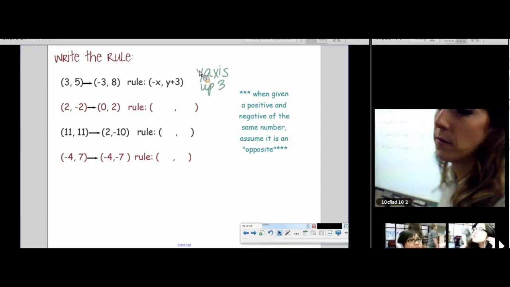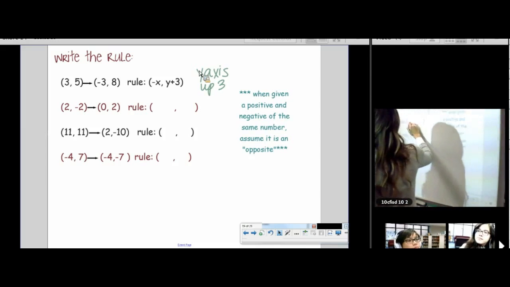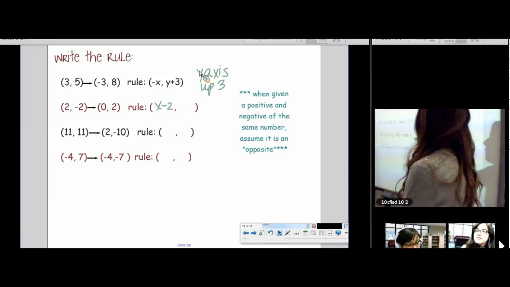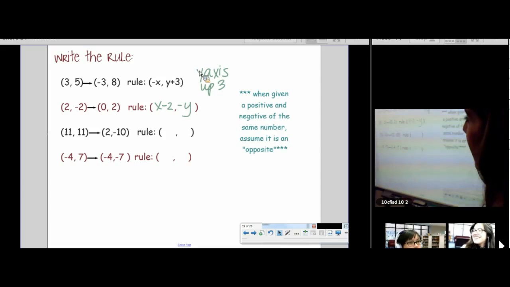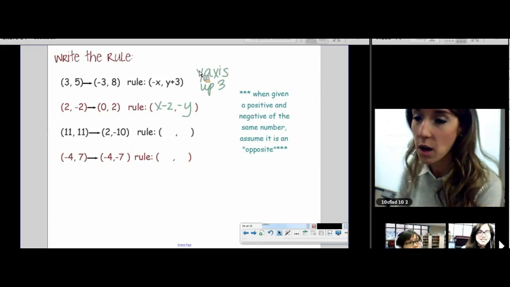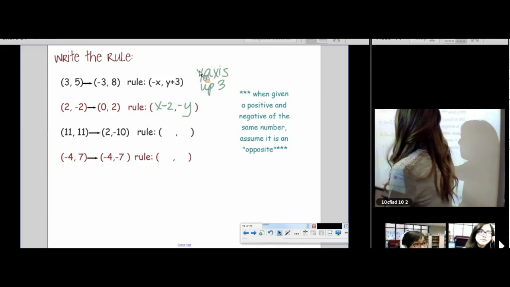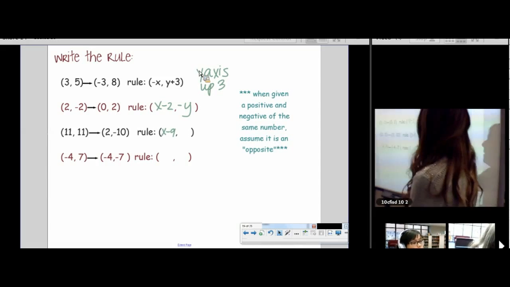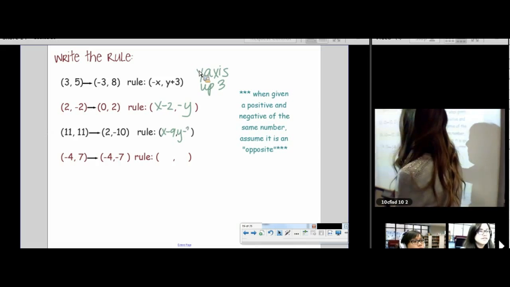Okay, let's try the next one. What happened here? The 2 became 0, so that looks like x minus 2. And the negative 2 became 2, so it looks like negative y. So that'd be a reflection over the x-axis and then left 2. All right, let's try the next one. Ooh, this one's not a rotation or a reflection because our numbers totally changed. From 11 to 2, what would that be? x minus 9. And from 11 all the way to negative 10, that'd be y minus our favorite number, 21.